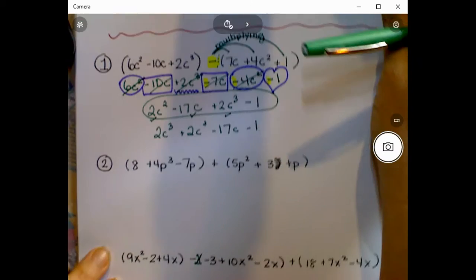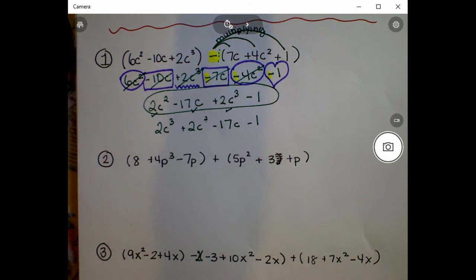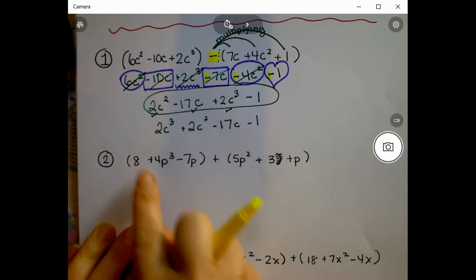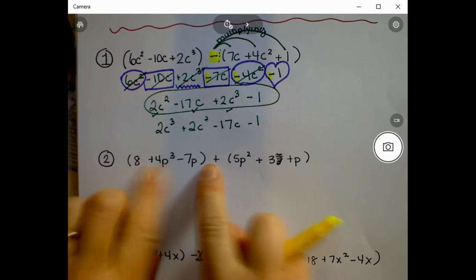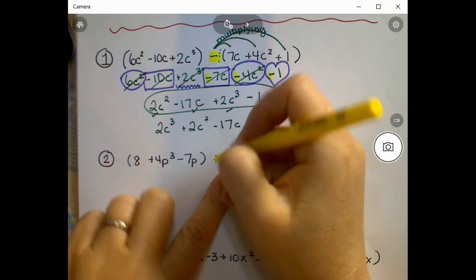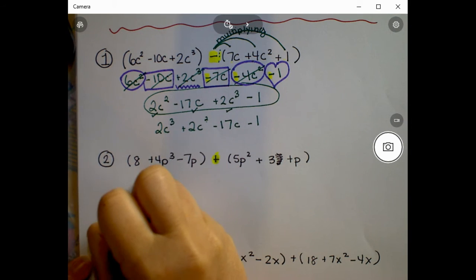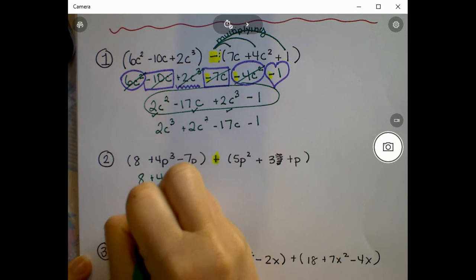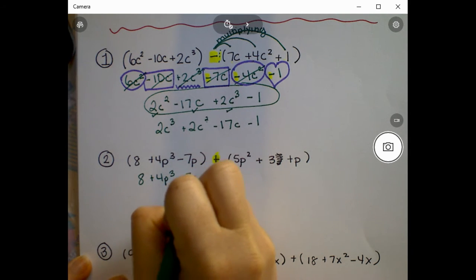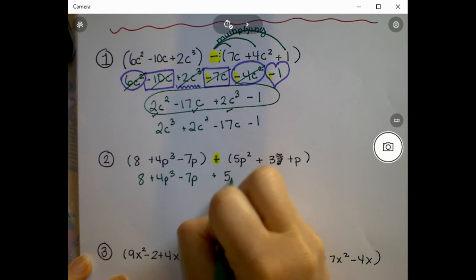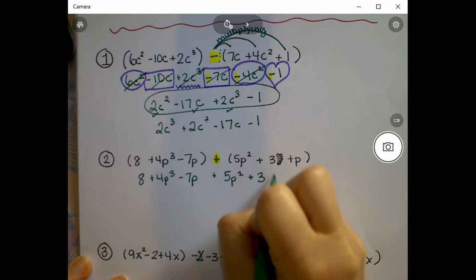All right, let's look at the next one. First, we need to decide, is this an addition problem or a subtraction problem? We do that by looking between the terms. Between the terms, we have an addition sign. So, according to our instructions, all we need to do is remove the parentheses. So I'm just rewriting the problem now with no parentheses.